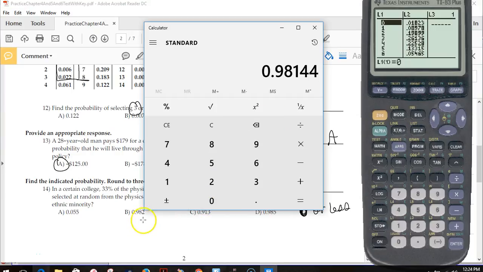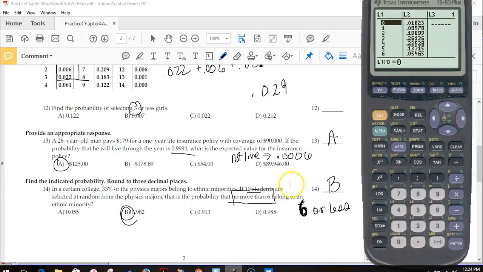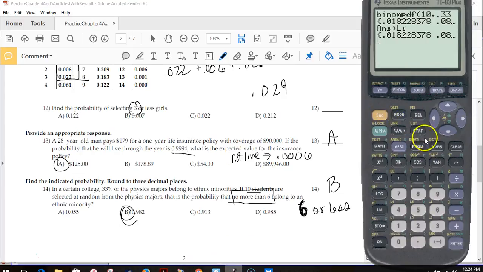Well, it looks like I might have rounded somebody incorrectly somewhere along the way, so we're going to go with B. Another way that you could do this, if you're comfortable with the calculator, is to go into second distribution, binomial CDF. Binomial CDF is cumulative, so it will add up from the 0 to the number that you put in. So I can put the 6 in here, and you could see that it's a 981. They have it as a 982, so we have a couple little issues with our key here.